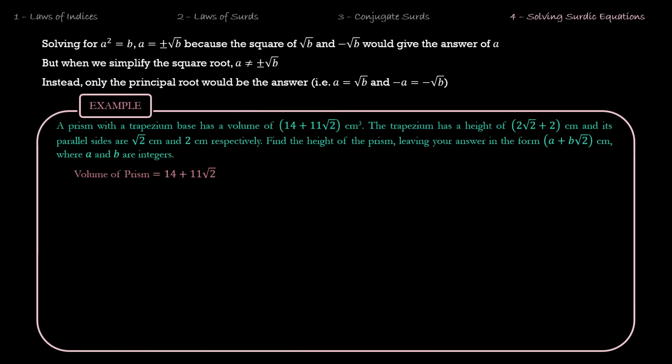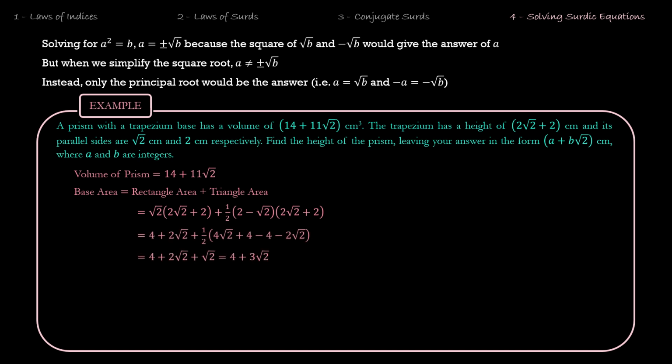We are given the volume of the prism to be 14 plus 11 square root of 2. To approach this, we will need to first find the area of the trapezium base, which is simply the sum of the area of the rectangular and the triangular portion. From the given information, we will have the area of the rectangle as the product of square root of 2 and 2 square root of 2 plus 2, while the area of the triangle is half of the product of 2 minus square root of 2 and 2 square root of 2 plus 2. By expanding and simplifying the expression, we will have 4 plus 3 square root of 2.